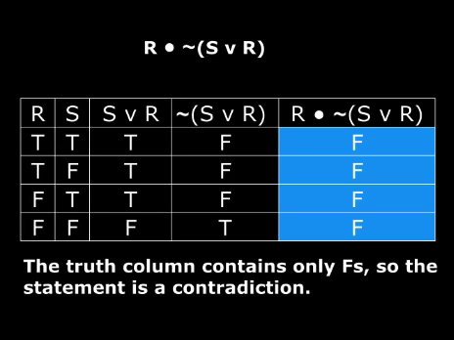So that's pretty easy. When you're asked to categorize a statement with the truth table, you just do the truth table, you look at the truth column, and it's simple. If it's all T's, it's a tautology. All F's is a contradiction. Any mixture of the two is a contingency. And that does it for section 2.3 and for this video.